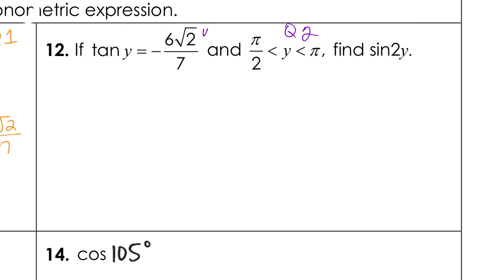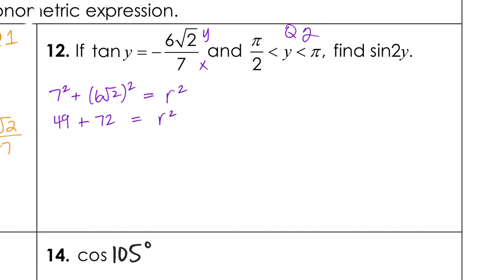Tangent is y over x, so we do need to find r. So let's do 7 squared plus 6 square root of 2 squared is equal to r squared. That would be 49 plus 72. That gives me 121, which is a perfect square, so that's good. R is going to be 11.